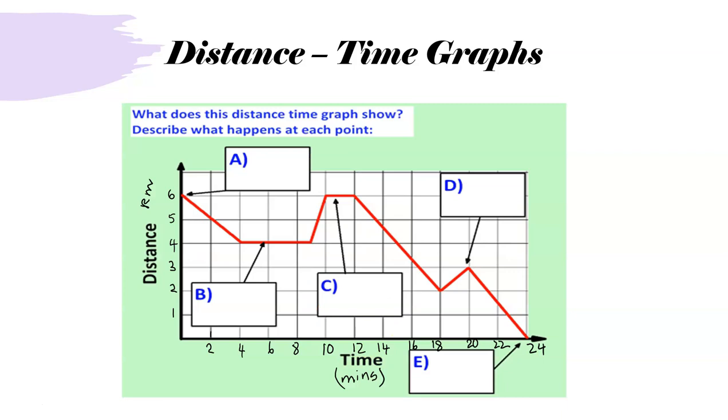So let's look at this next situation. We are asked to describe what happens at each point. Now, pretend this is a student at school. Here is where they are at the start of their journey, and they are at school. Down here is home on the horizontal axis. So at this point, they are 6 kilometres from home. They start to walk towards home.